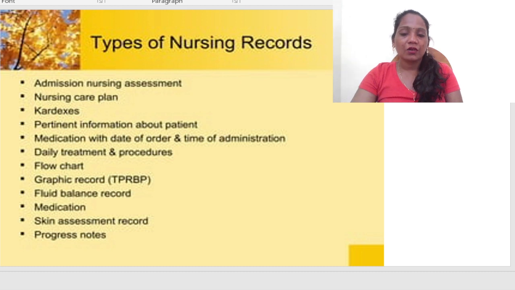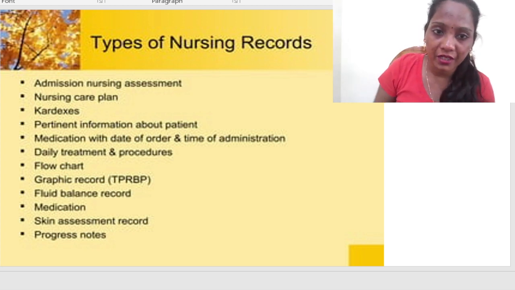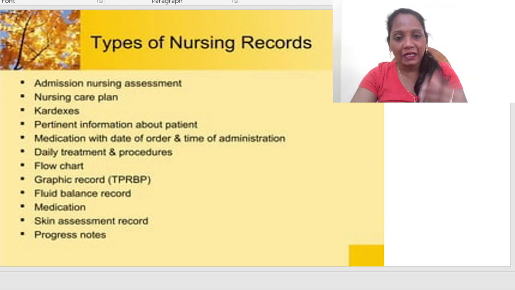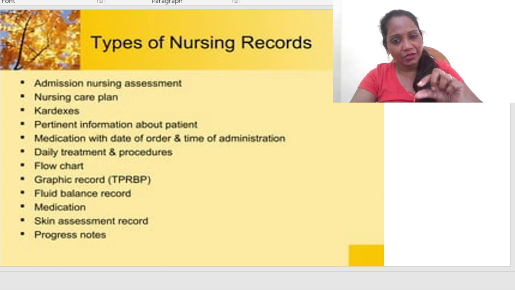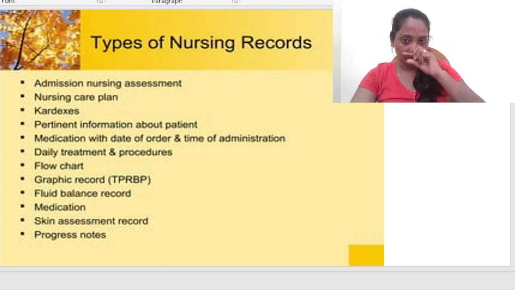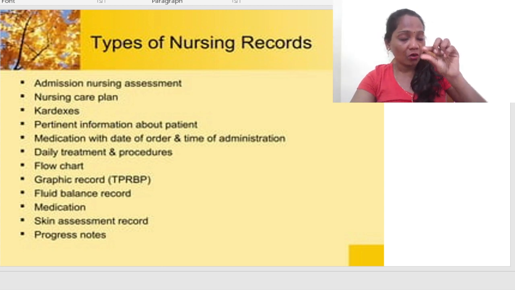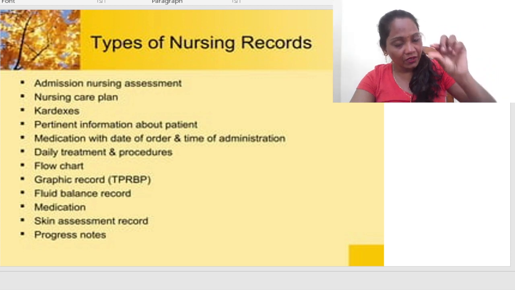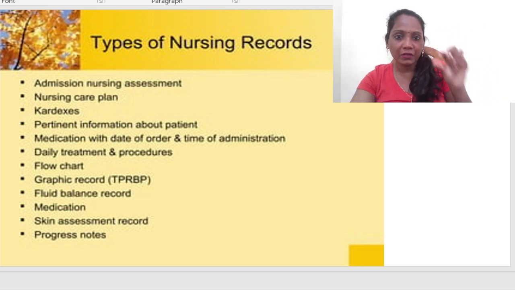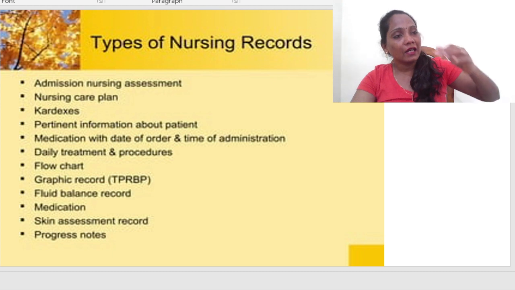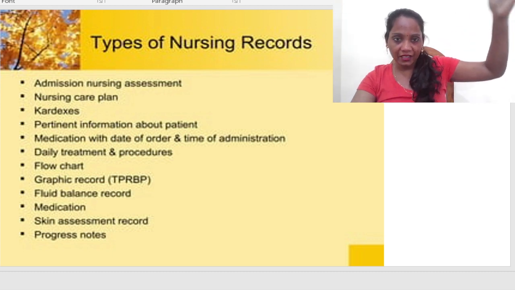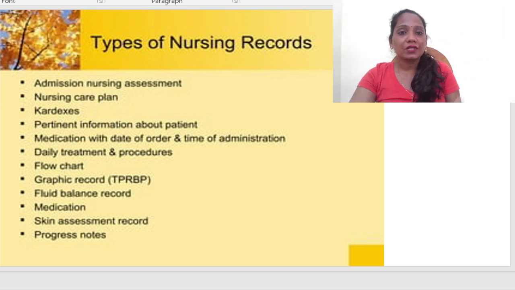Then graphic records, flow charts. The flow charts and graphic records we usually use in vital signs monitoring. We can maintain, like on the time of admission, how much temperature is there or how much respiration is there, and later on whether it is increased or declined. The flow chart way we will use, or graphic records we will use.